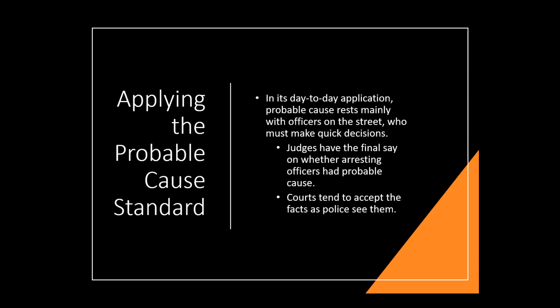Now, obviously, if you go to a judge and you say, I think I've got probable cause, and the judge looks at it and says, no, you don't, then you're done. You don't have probable cause. Judges have the final say. However, it's very, very clear that courts will tend to accept the facts as the police see them. Because you're arguing ex parte. You're arguing with only one person. If I'm going to get an arrest warrant to arrest John Smith, John Smith typically is not there to say, hey, that's not true. The only evidence that's being presented is the evidence being presented by the police. So obviously courts will tend to accept those facts and the way those facts are colored by what the police say.